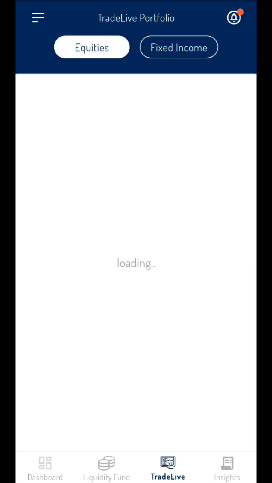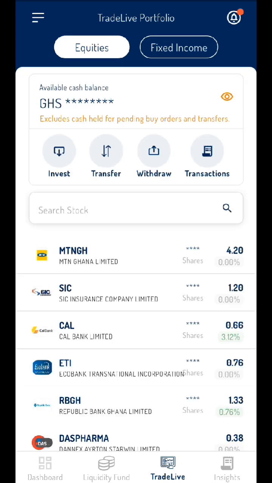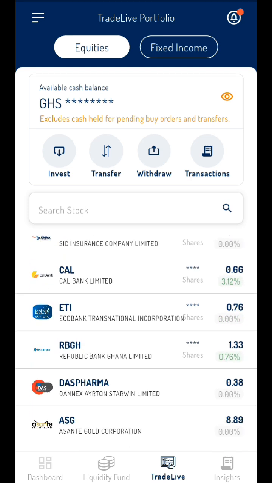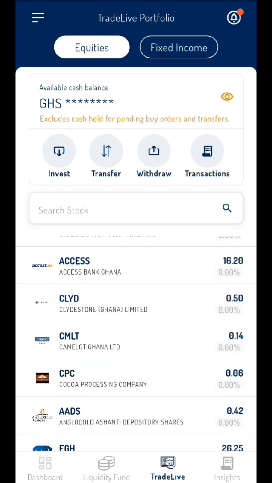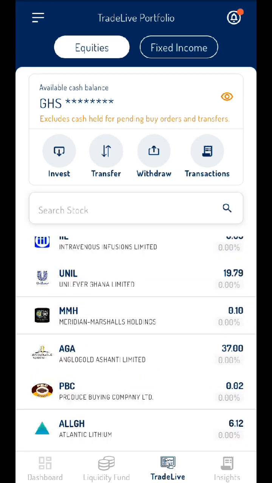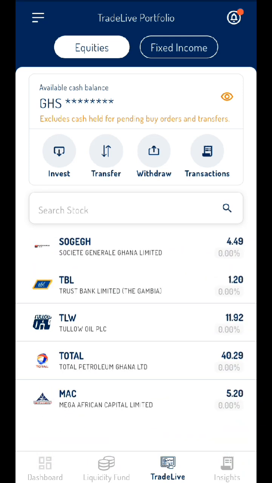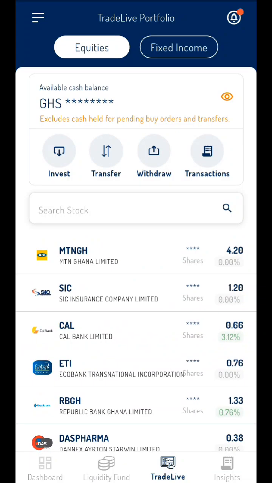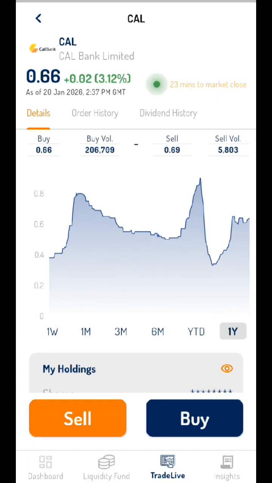So you are back to the dashboard. You click on Trade Life and then access whichever equity you want to buy. You have to look through. By then you might have in mind the equity or share you want to buy, so you click on it. When you do that, you see all the details under that particular equity.